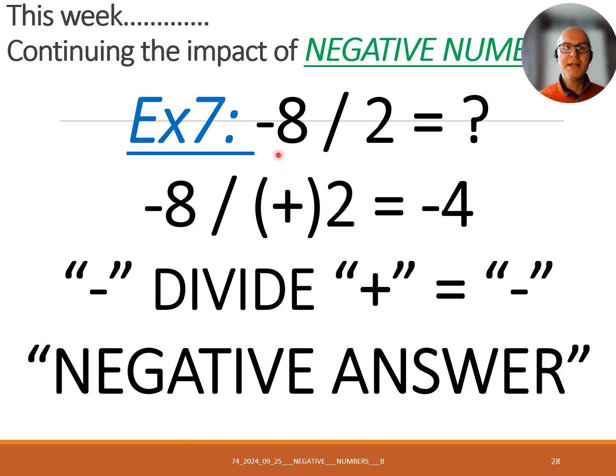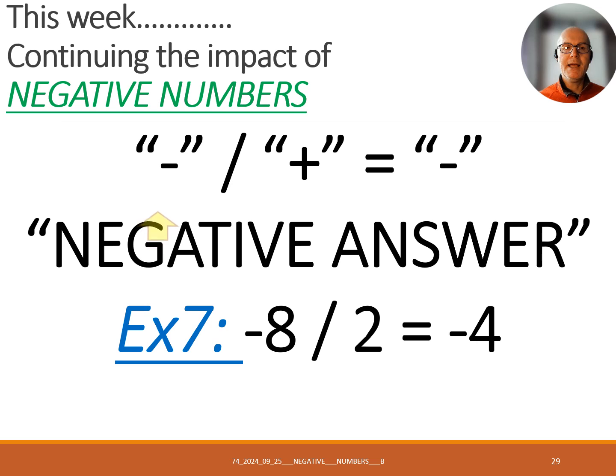Example 7, negative 8 divided by positive 2. We have a negative divided by a positive. The answer is a negative number. Any negative number divided by any positive number, the answer will always be a negative number. This example, negative 8 divided by positive 2 equals negative 4.